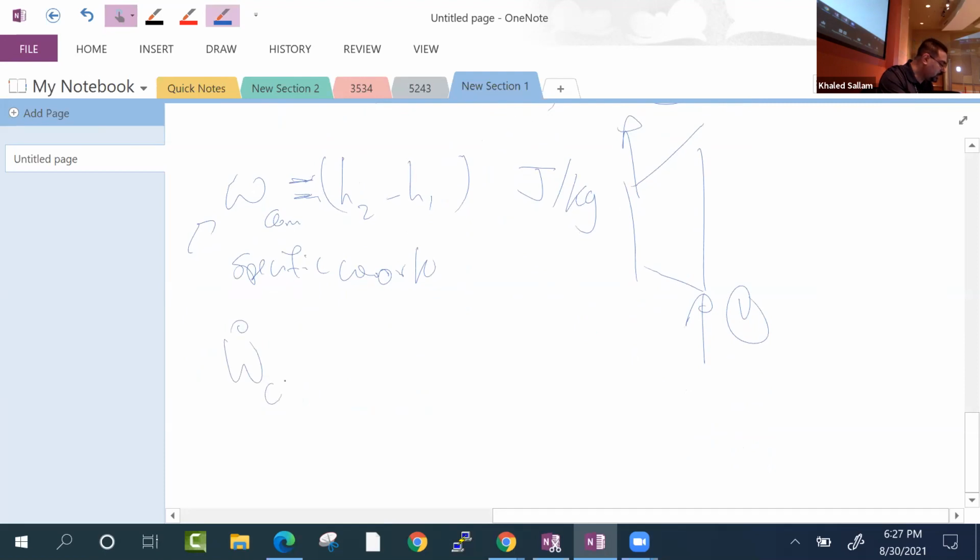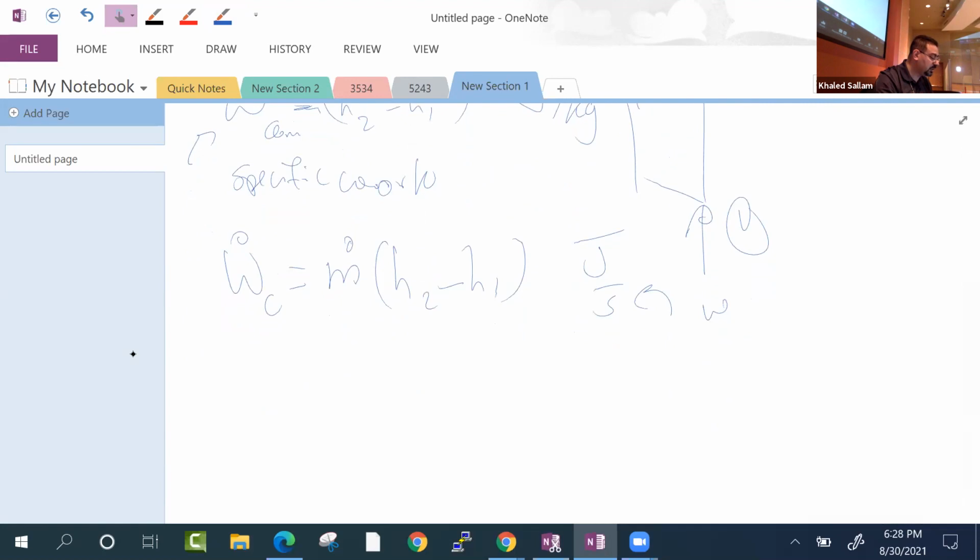But when we do this, capital W with a dot on it, that becomes the compressor power. And the difference is that it has m dot on it, m dot times H2 minus H1. And the unit here would be joule per second, because you multiply the kilogram per second times the joule per kilogram, it becomes joule per second. That is the power, in watts or kilowatt, or you divide by 736 and you get it in horsepower, right?